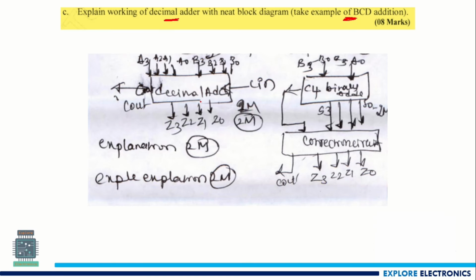So here in the scheme they have split the marks like this. This is the general block diagram of the decimal adder, taking A and B together, and this gives sum and this gives C out, and C in is the input.